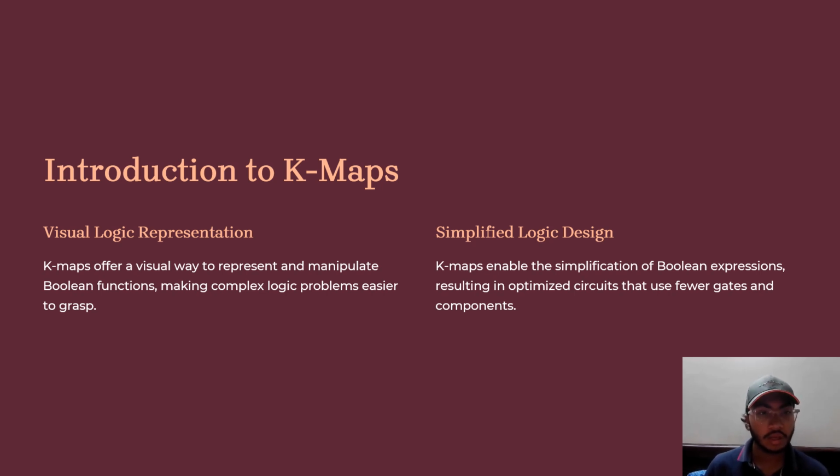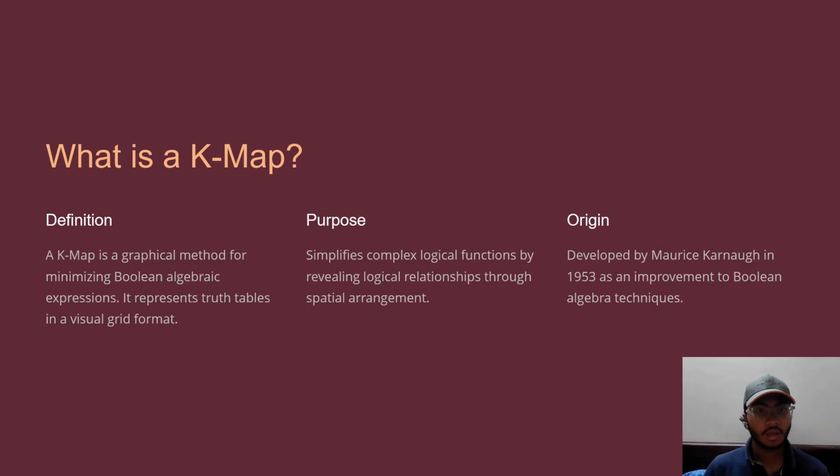Visual logic representation. K-maps offer a visual way to represent and manipulate Boolean functions, making complex logic problems easier to grasp. Simplified logic design. K-maps enable the simplification of Boolean expressions, resulting in optimized circuits that use fewer gates and components. What is a K-map? Definition. A K-map is a graphical method for minimizing Boolean algebraic expressions. It represents truth tables in a visual grid format. Purpose. Simplifies complex logical functions by revealing logic relationships through spatial arrangement. Origin. Developed by Maurice Karnaugh in 1953 as an improvement to Boolean algebra techniques.